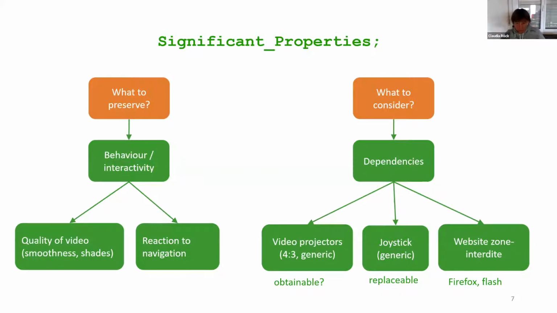So for instance, the video projectors have to project the 4:3 image. There's also a joystick, and both of them are generic, so they can be replaced, but the function needs to be preserved. And then there, of course, is the website that needs to exist somehow and be online and work. And the artist also prescribed to use the Firefox internet browser, and you also need Flash in order to present the website.